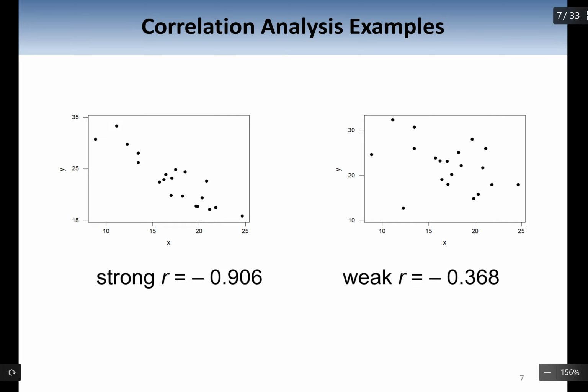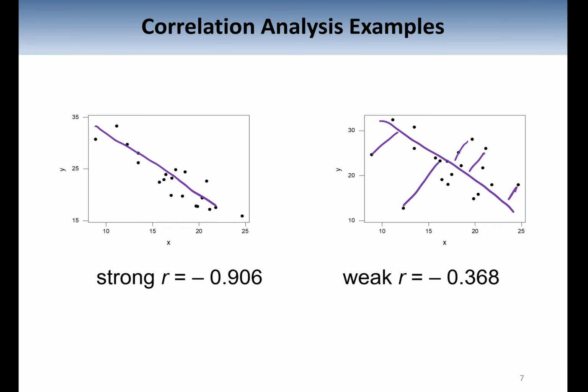And here we have negative slope. You can see a strong linear relationship between x and y. r is calculated at -0.906. And here we have points that are further from that line, and we would have a weak linear relationship between x and y. And r would be -0.368. So in the upcoming slides, we're going to learn how to calculate r.